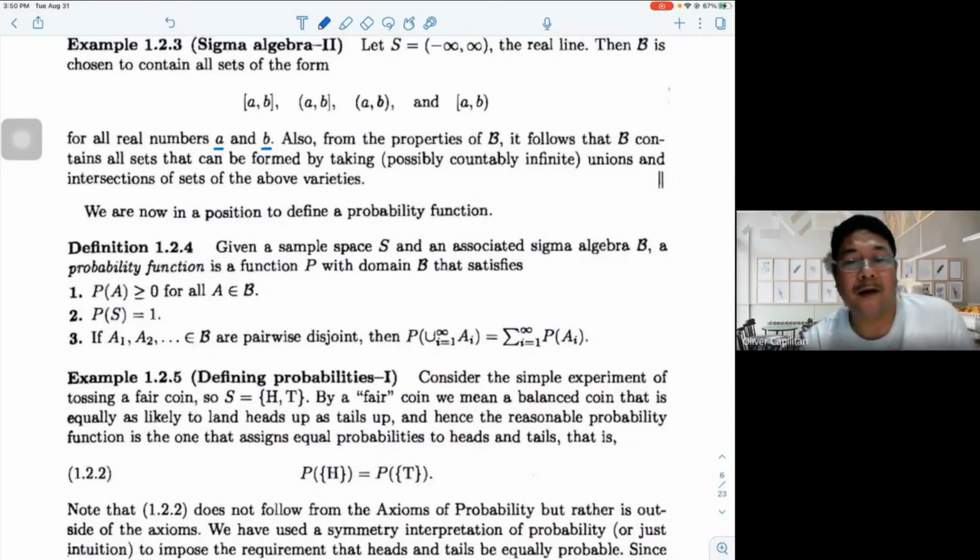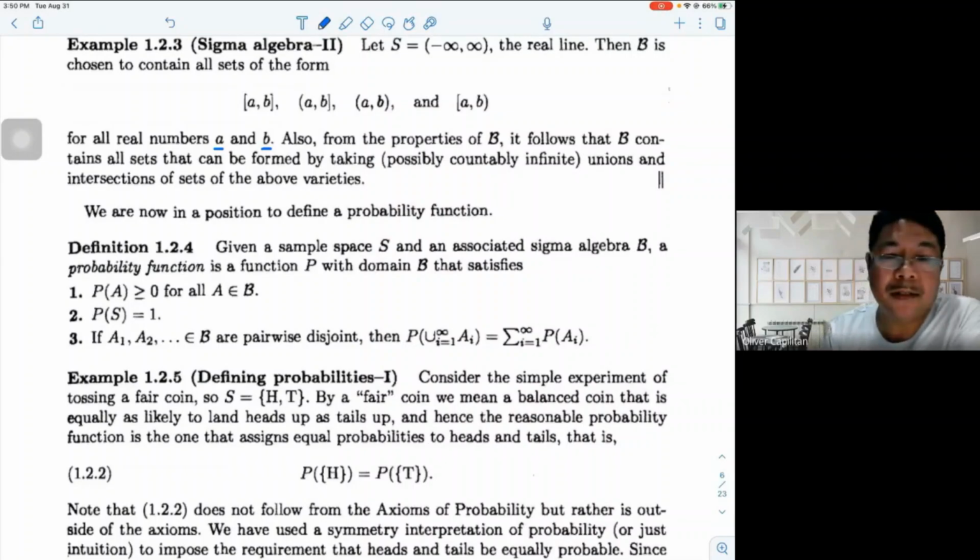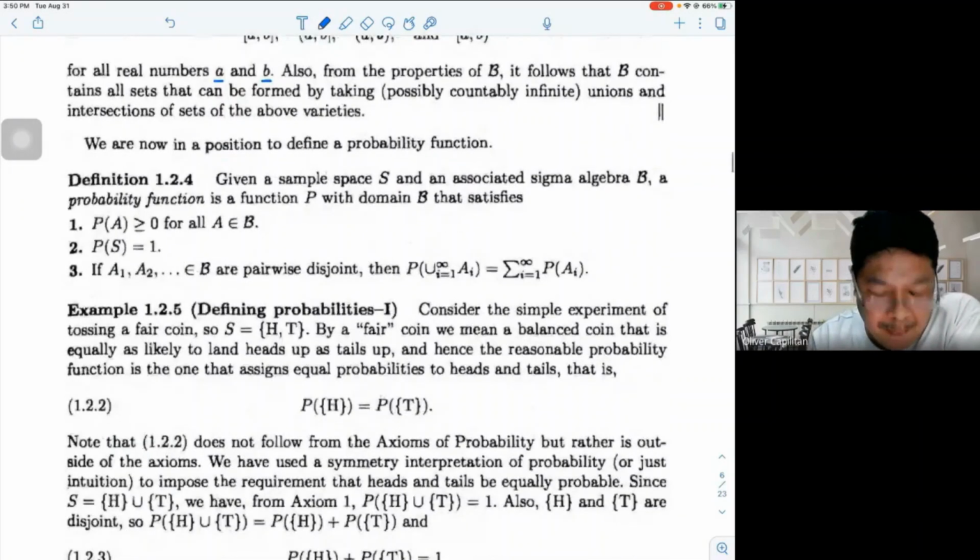Okay, so we are now in a position to define our probability function after defining this sigma algebra. Given a sample space S and the associated sigma algebra script B, a probability function is a function P with domain script B that satisfies the following. First, the probability of A is non-negative for all events A in our sigma algebra script B. Second, the probability of our sample space S is equal to 1.